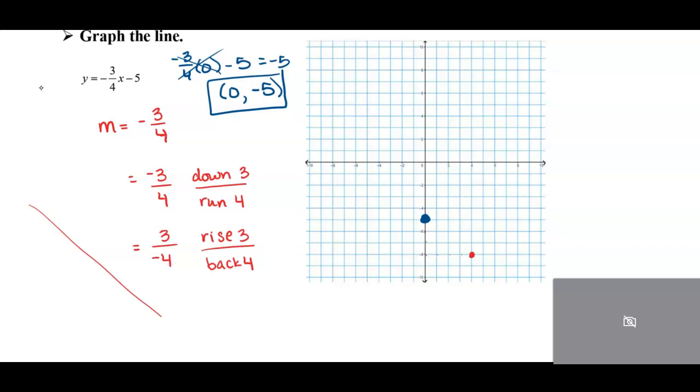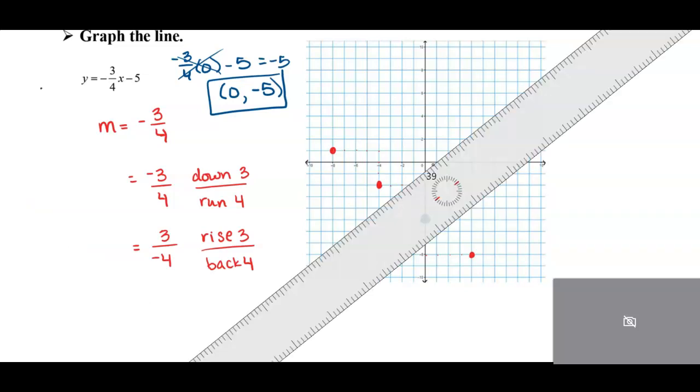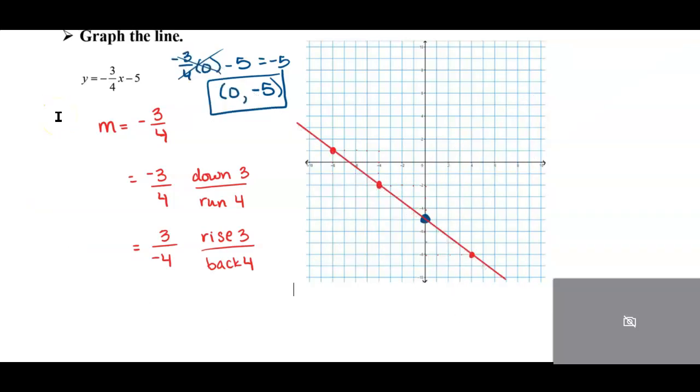Or you could go like this, rise 3, back 4. 1, 2, 3, and back 1, 2, 3, 4. And I could do that again. 1, 2, 3, 1, 2, 3, 4. I recommend putting as many dots on there as you have space for before you run out of squares on the grid. And then grab your ruler and draw a line. And that's the line that we were trying to graph in the first place.